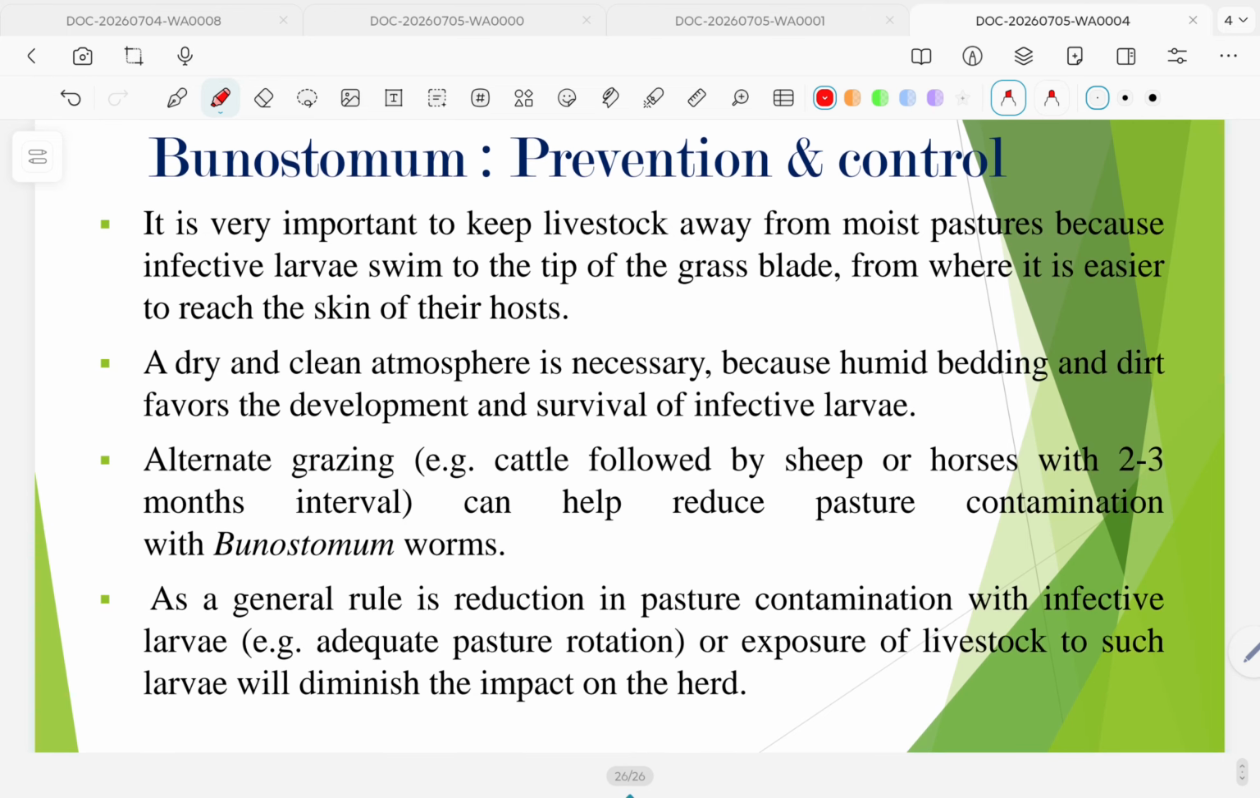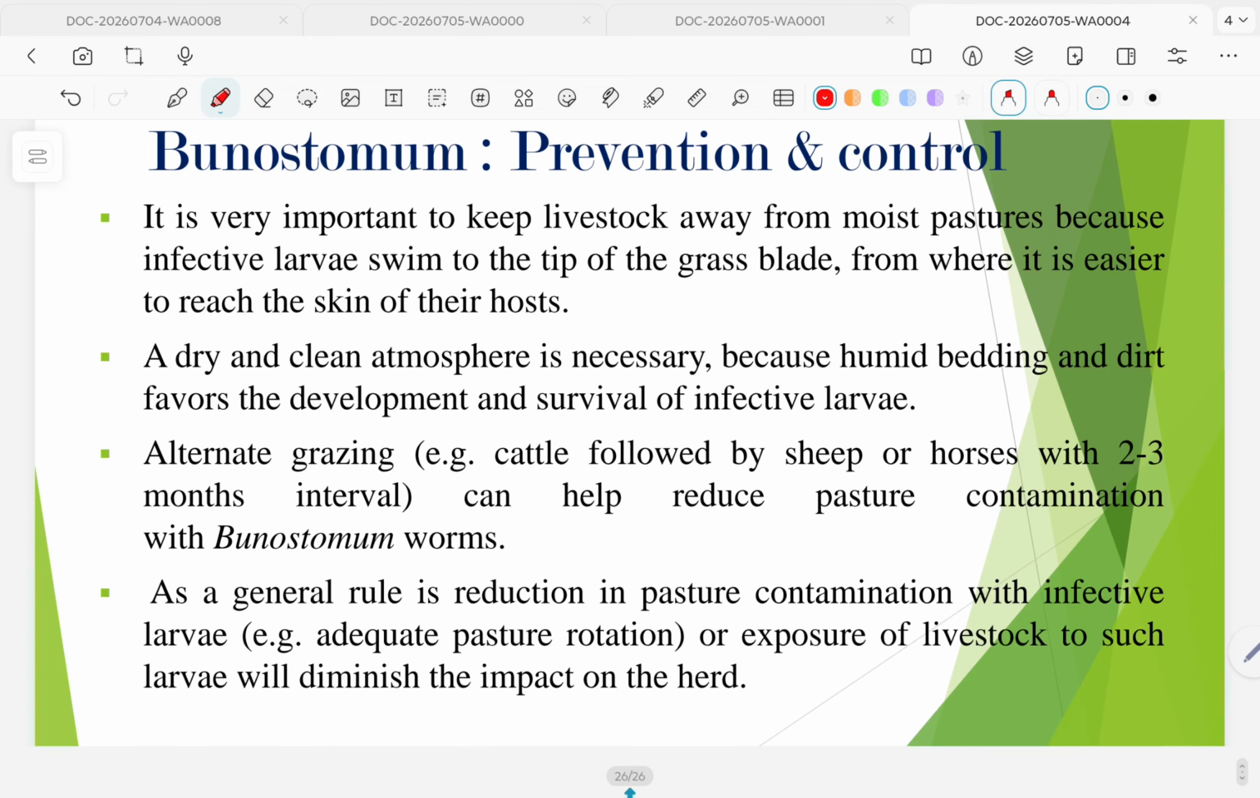A dry and clean atmosphere is necessary because humid bedding and dirt favor the development and survival of infective larvae. Alternate grazing, for example cattle followed by sheep or horses within a 2 to 3 month interval, can help reduce pasture contamination with Bunostomum worms. As a general rule, reduction in pasture contamination with infective larvae, for example adequate pasture rotation, or exposure of livestock to such larvae will diminish the impact on the herd.